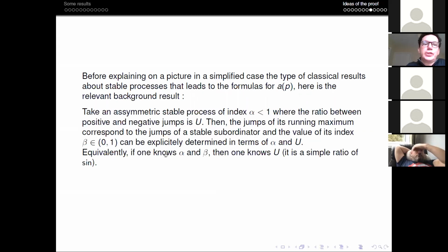Let me very briefly mention where the formulas come from at this point. The way the formula for A of P and also for the cosinus square comes from goes as follows. It's a basic fundamental formula.